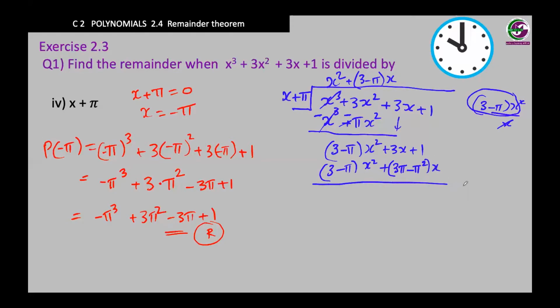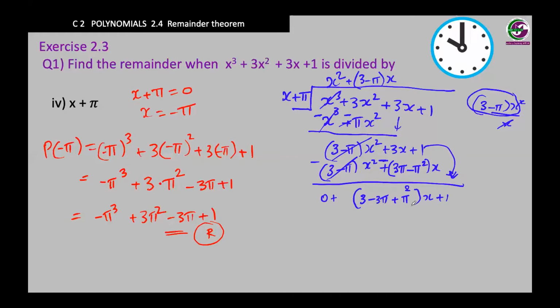Now we change the sign. These two get cancelled because this is minus also. So we have x's there, common x is there. Now inside the bracket, what are the terms that we have? So we have 3 minus 3 pi. Minus and minus will be plus pi squared. And at last we have the number 1 plus 1.